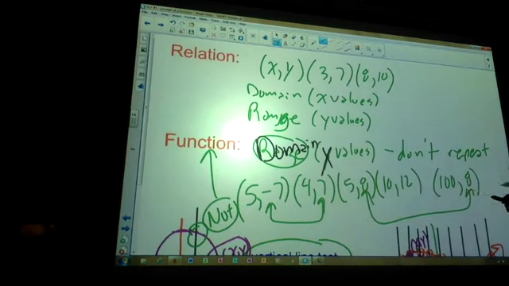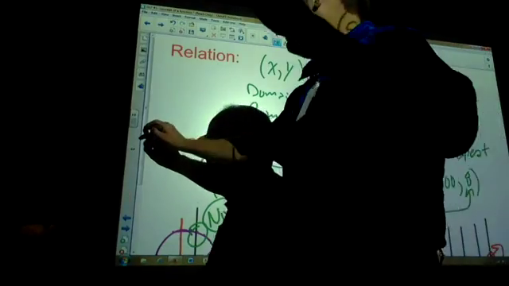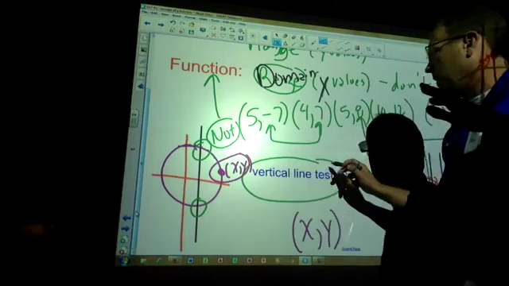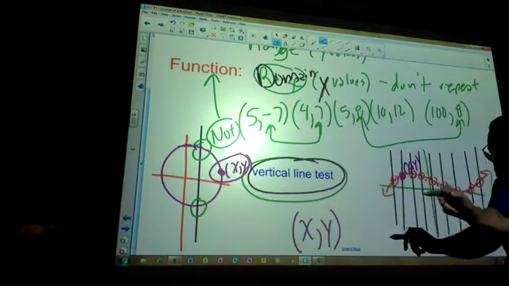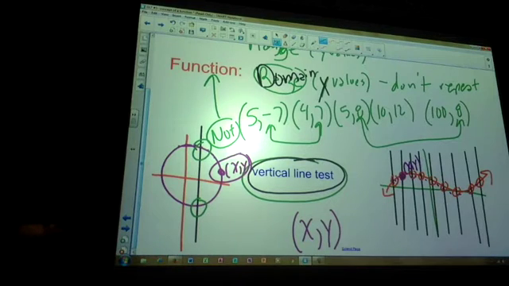But they're not allowed to repeat. Wait, why are you doing that? Hang on. Watch. I'm telling you for a reason. So remember, we talked about the vertical line test. Shh. The vertical line test. If you draw it on a picture, and your vertical line crosses your graph more than once, you don't have a function.